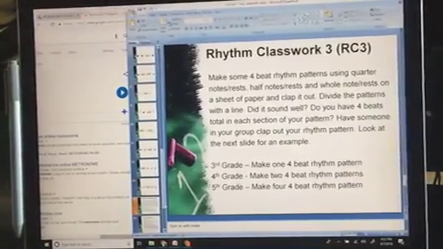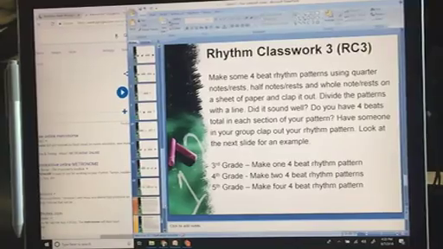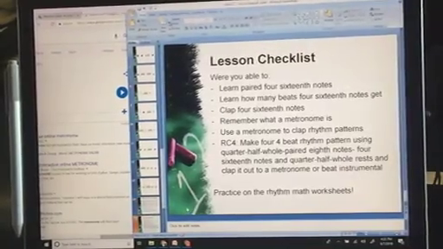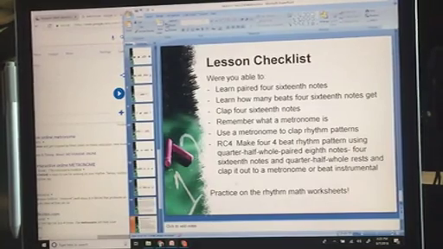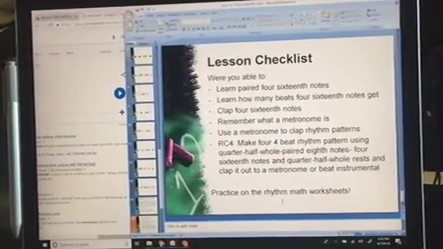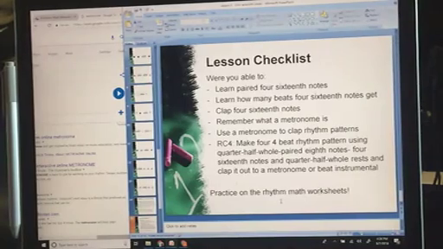Go through your classwork as you've done in lessons 1 through 4. And then go through the lesson checklist to make sure you completed all of that. Practice on your rhythm math worksheet, and you are good to go.